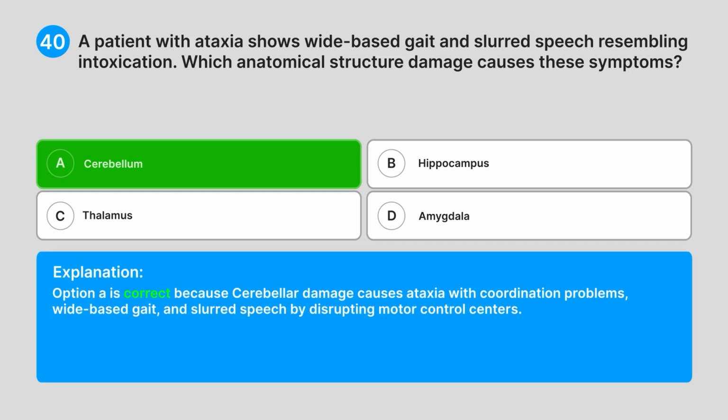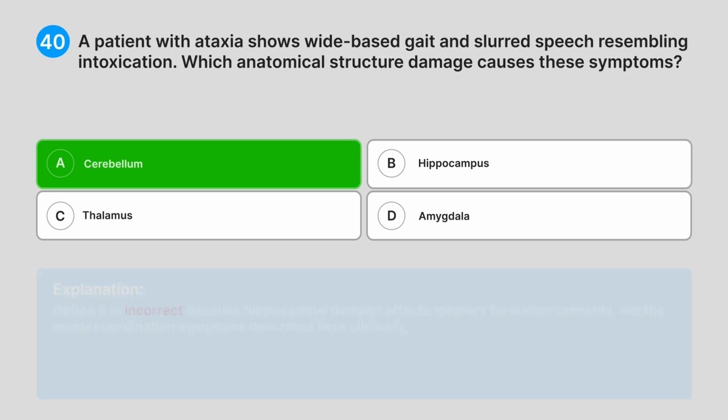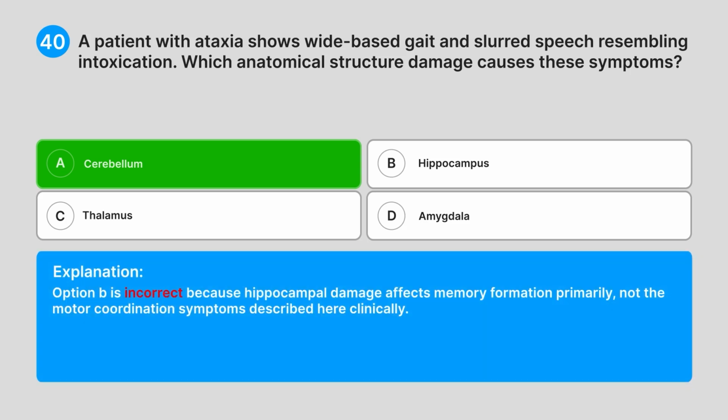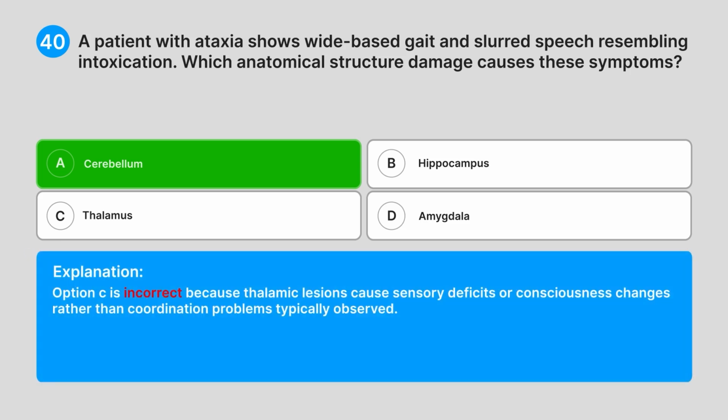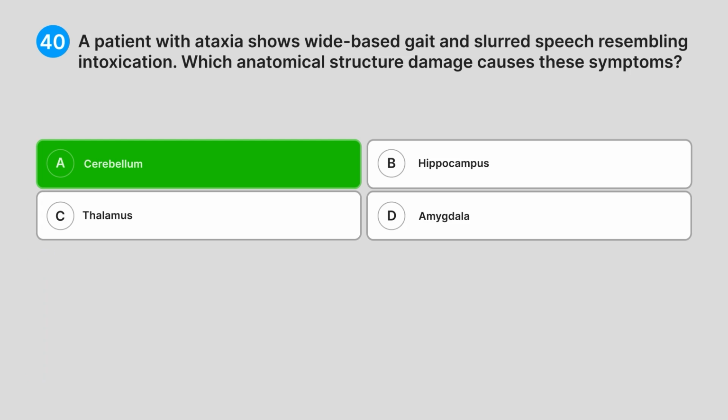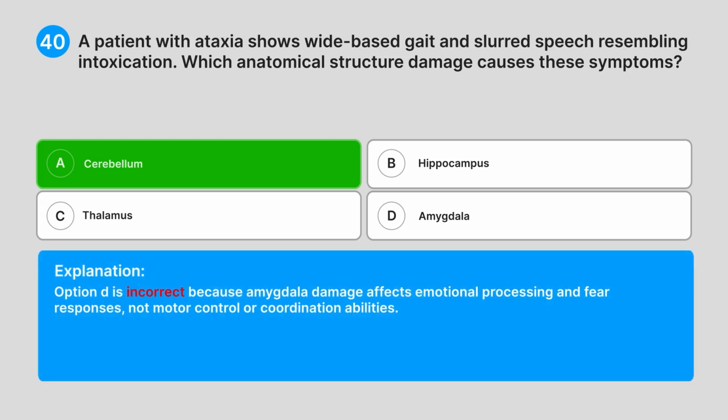Explanation: Option A is correct because cerebellar damage causes ataxia with coordination problems, wide-based gait, and slurred speech by disrupting motor control centers. Option B is incorrect because hippocampal damage affects memory formation primarily, not the motor coordination symptoms described here clinically. Option C is incorrect because thalamic lesions cause sensory deficits or consciousness changes rather than coordination problems typically observed. Option D is incorrect because amygdala damage affects emotional processing and fear responses, not motor control or coordination abilities.